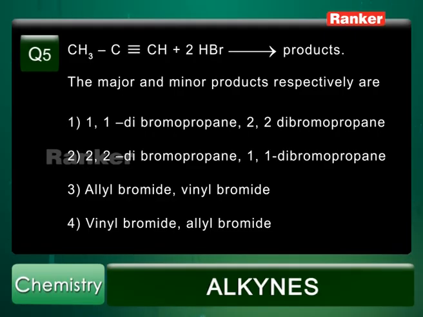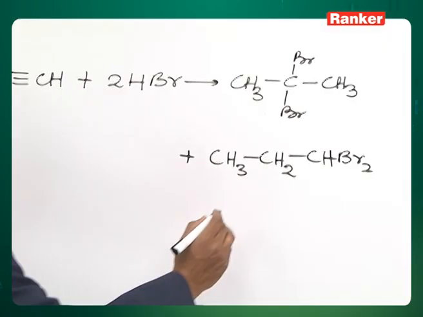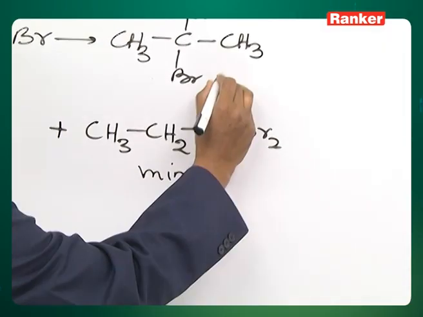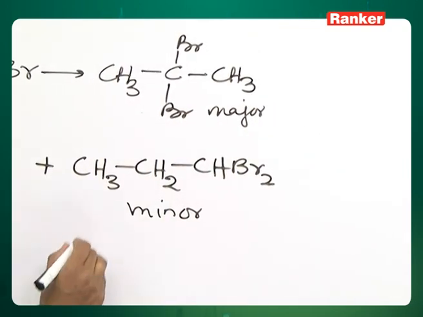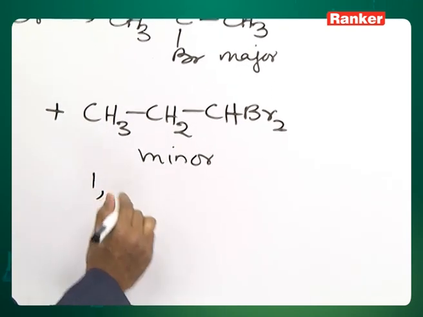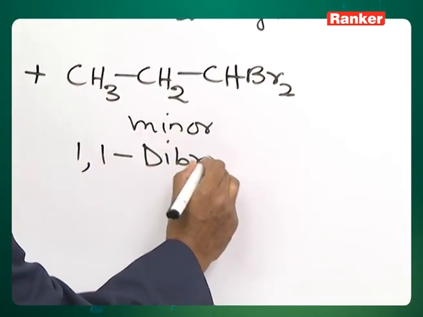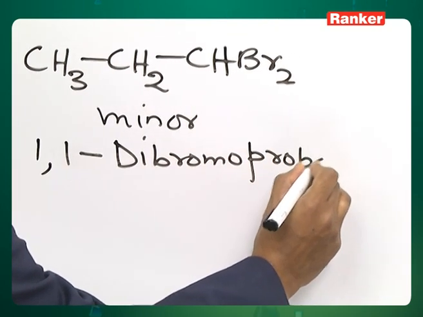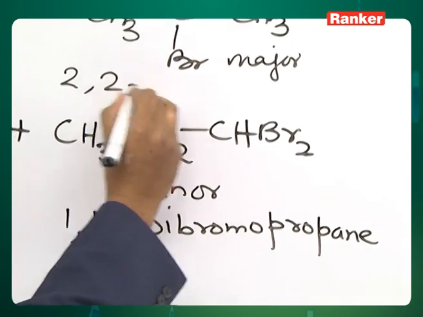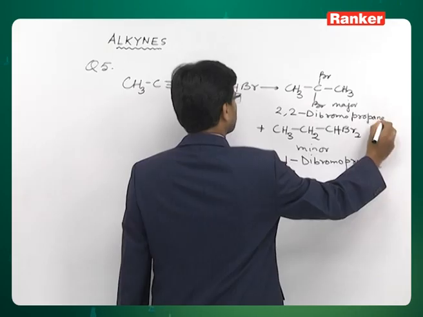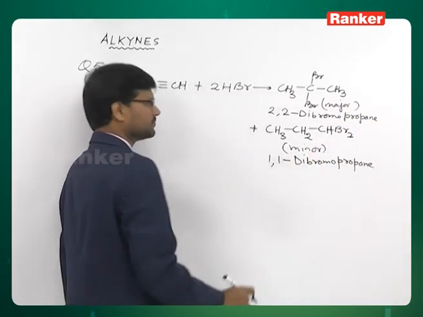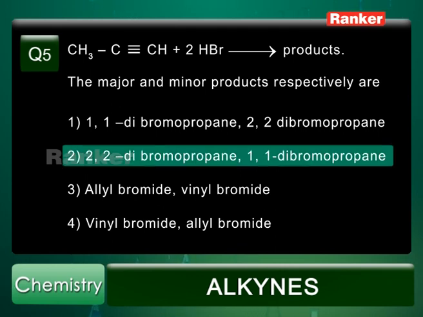So the correct answer is second option, 2,2-dibromopropane is the major product and 1,1-dibromopropane is the minor anti-Markovnikov product. This is minor and this is major. 2,2-dibromopropane is major, 1,1-dibromopropane is minor. 1,1-dibromopropane, whereas this is 2,2-dibromopropane. So the correct answer is second option.